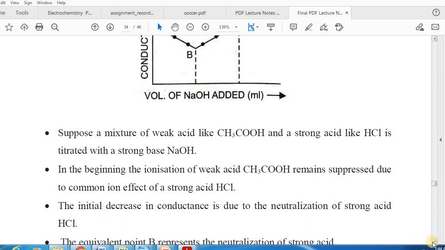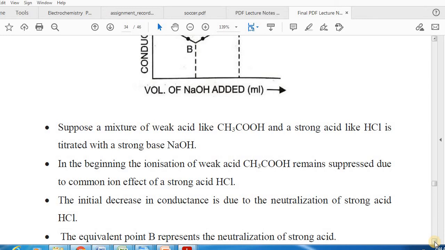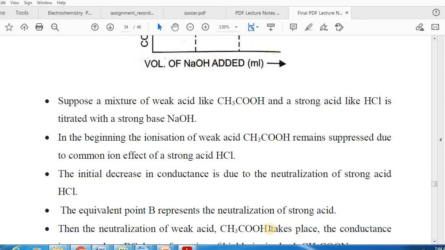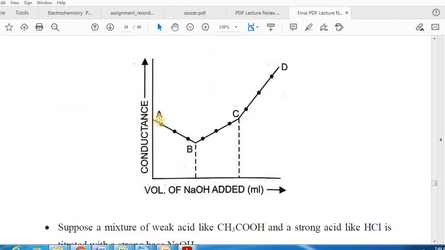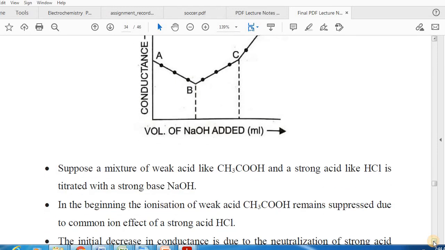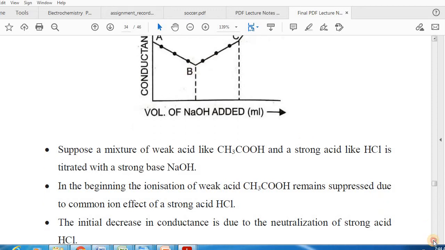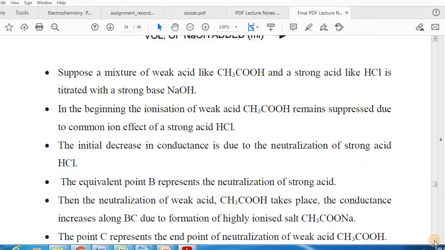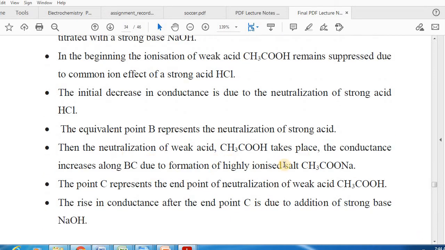Now, as sodium hydroxide is added, neutralization of HCl is going to take place and we are getting the equivalence point B. Initially, HCl is getting neutralized by the NaOH, so we are getting this AB curve for the neutralization of HCl against NaOH. Now, after this, neutralization of acetic acid will take place along the curve BC. At point B, HCl is neutralized. Then the neutralization of the weak acid, acetic acid, is taking place. The conductance increases along BC due to the formation of the highly ionized salt sodium acetate.